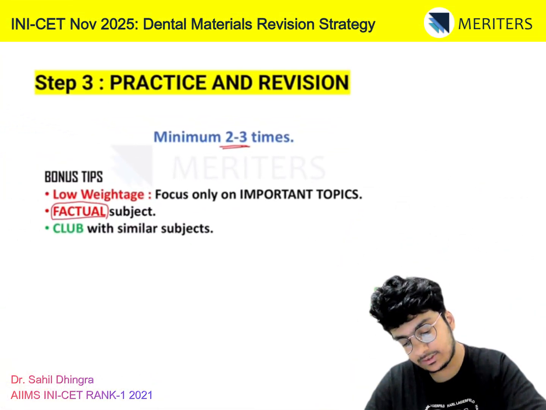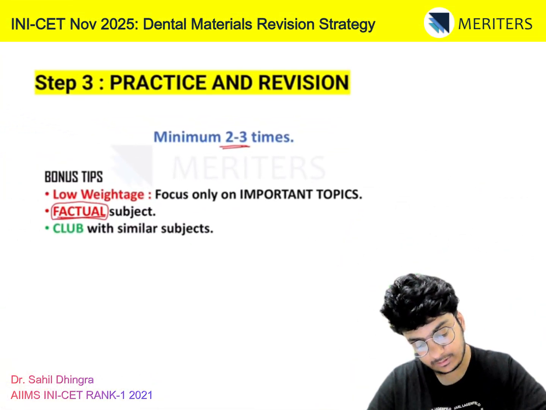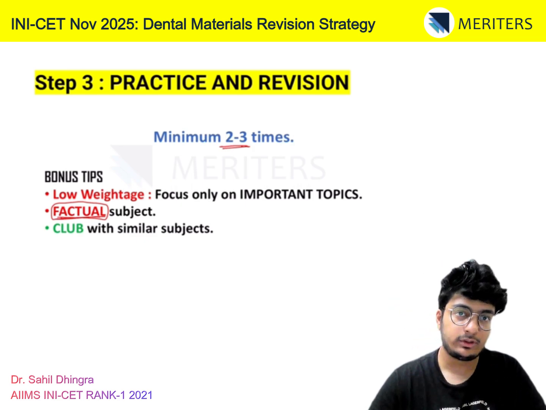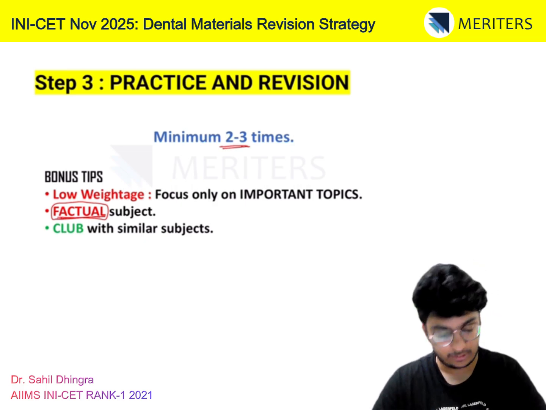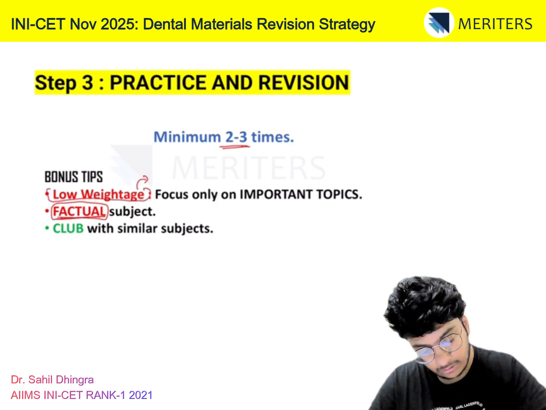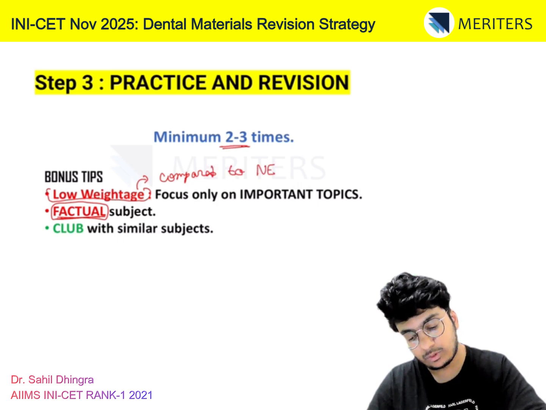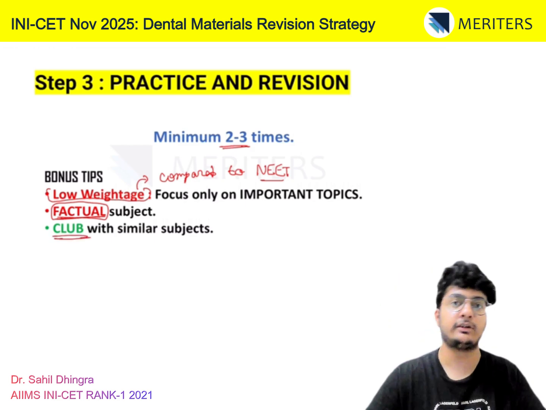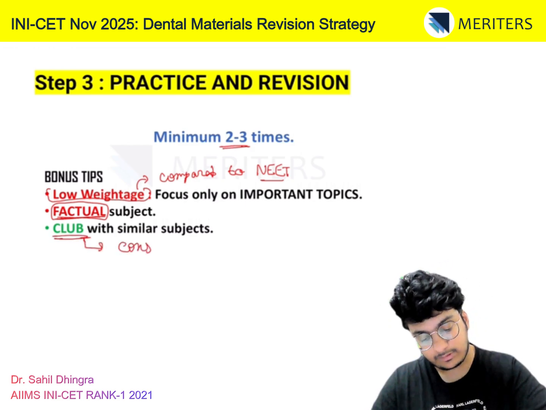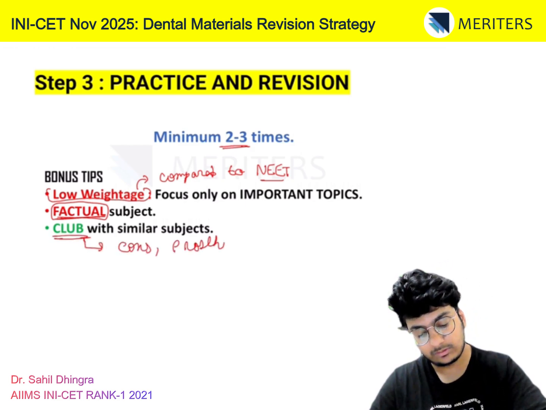At least 2 to 3 revisions are needed. It is a very, very factual subject. You have to memorize about the materials. You need to know the water powder ratio, the composition of each, what is the percentage of which one, and what is the function of each component. Then again, it has a low weightage compared to your NEET. We have a lower weightage for dental materials in the INICET. Again, you have to club with similar subjects such as cons and prostho.